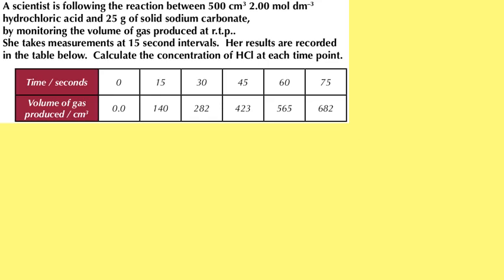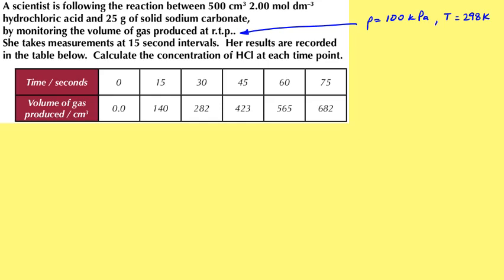So let's start off and just have a look at this part of the question here where it mentions room temperature and pressure. And so when we consider the units of room temperature and pressure, the pressure bit is going to be 100 kilopascals, and we know that the temperature in Kelvin is going to be 298, and that's room temperature and pressure.